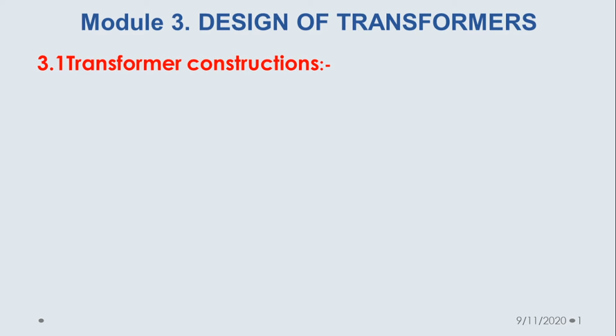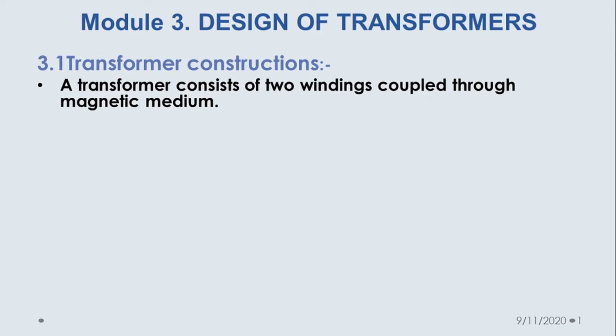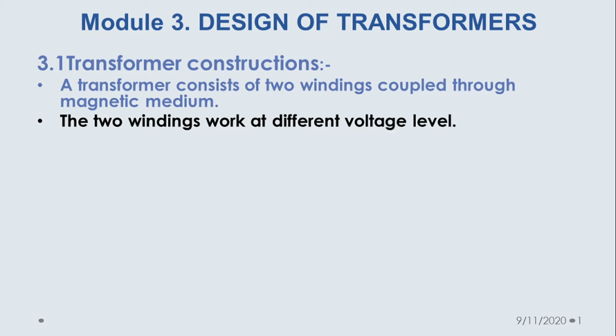The construction of transformers we have seen. A transformer consists of two windings coupled through a magnetic medium. As you know, there are two windings in the transformer, one is the primary winding and the other the secondary winding. They are coupled together in a magnetic medium. The two windings work at different voltage levels, that is primary voltage and secondary voltage, to step up or step down the voltage.